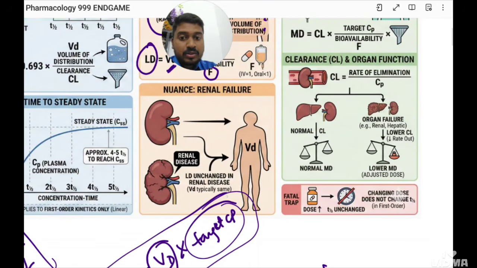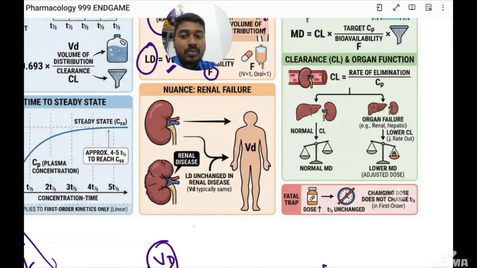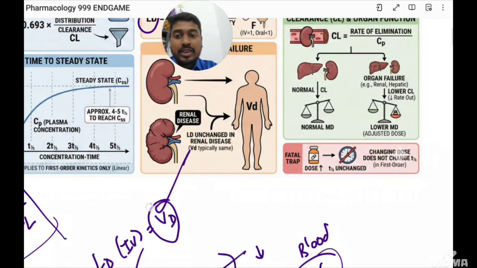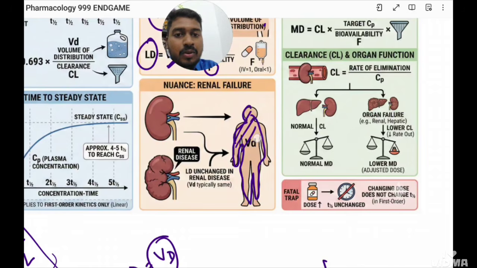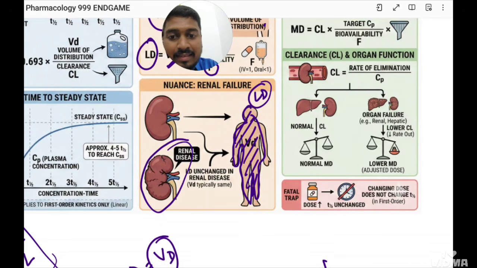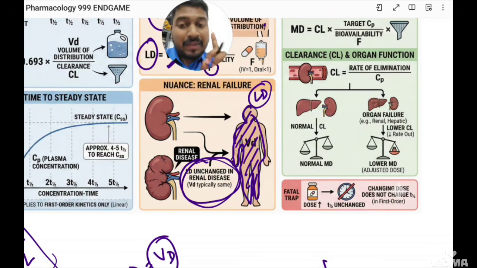Now, one important thing you should know is loading dose depends on what I said. It depends on volume of distribution. It doesn't depend on anything else. It doesn't depend on clearance. It just depends on how much volume there is for the drug to distribute. So this volume of distribution gives us the loading dose. So even if there is renal disease, the loading dose remains unchanged. Remember it, okay?